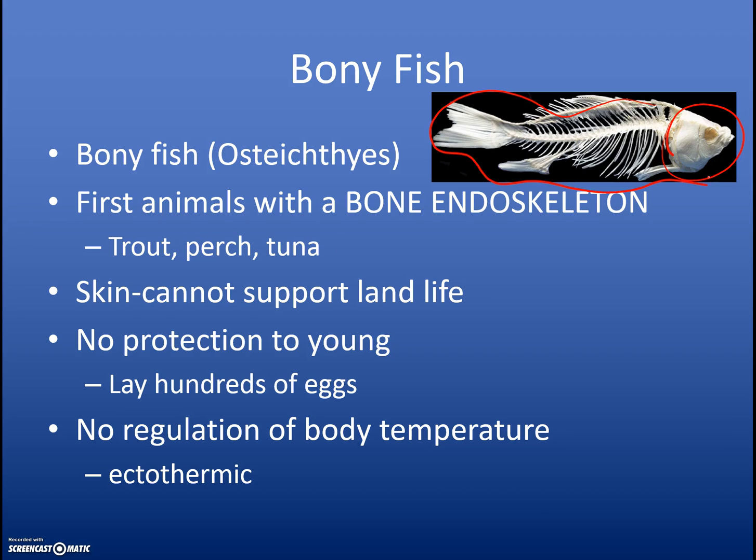The three representative organisms here are trout, perch, and tuna, which many of you probably have eaten before. Now the skin of the bony fish cannot support life on land. That's simply because the organism would dry out if it were to try to live on land. Also, there is no protection for the young.